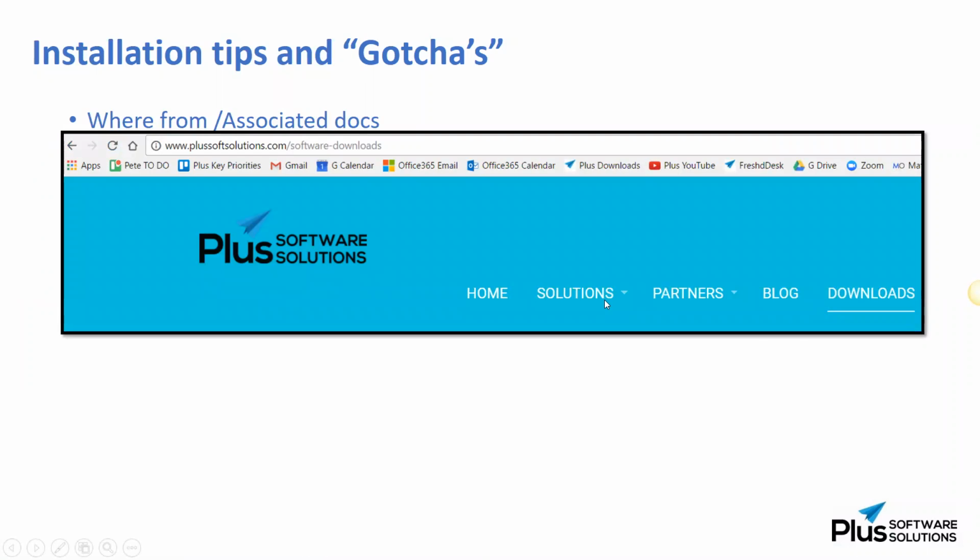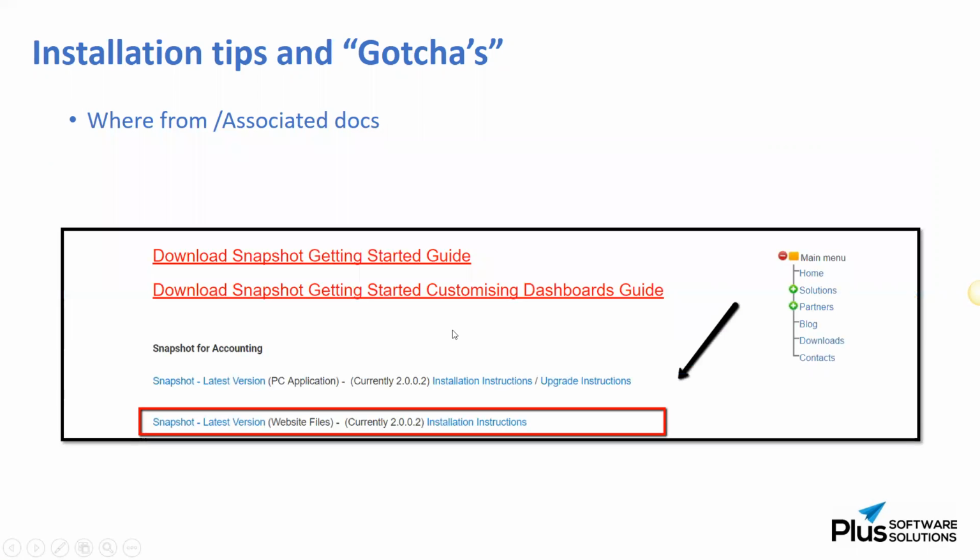So where do you actually get the application from? So we've got all of the executables and installation guides all available on our website. So if you go to plussoftSolutions.com/software downloads, you'll be able to scroll down here. You've got access to the getting started guide, how to set up a dashboard guide, but down below is the Snapshot latest version, and underneath it, it's got website files. So you want the website files for the web version, and you can click and download that, and there's some installation instructions there as well.